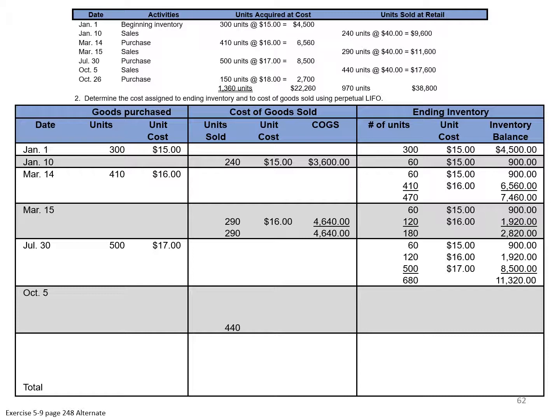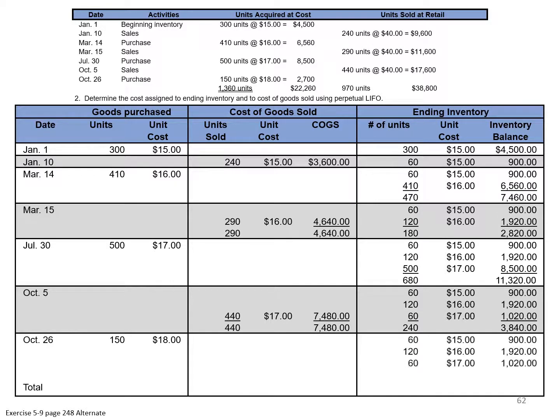So under the last in, first out perpetual method, we're going to sell all 440 of those from our most recent purchase. So that's going to be the $17 price point, which means we have 60 left. We bought 500, we sold 440, we have 60 left at $17. All 120 at 16 and 60 at 15. Then on October 26th, we purchased 150. So we have our 60 at 15, 120 at 16, and 60 at 17. Now we're going to add to it in our ending inventory the 150 at 18.